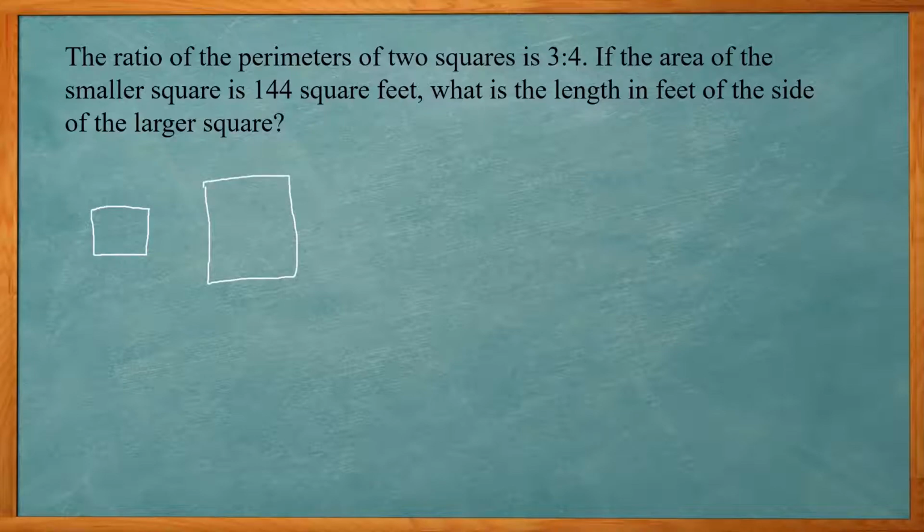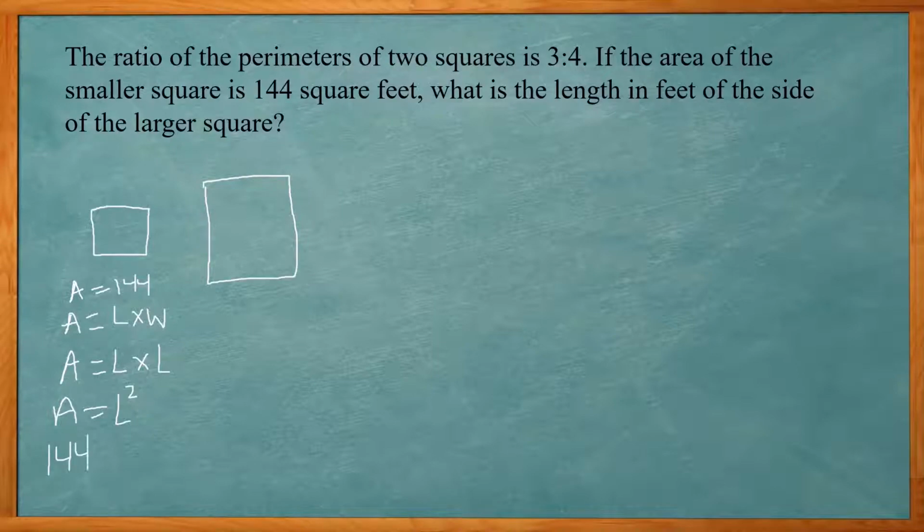Okay, so if we have a square that has an area of 144, we know the area is equal to length times width. So if they're the same, you can really just say A is equal to L times L, or L squared. If we know the area is 144, it's going to be 144 is equal to L squared. And to get the L by itself, we need to square root both sides. Okay, if we do that, 12 times 12 is 144, so L is 12.